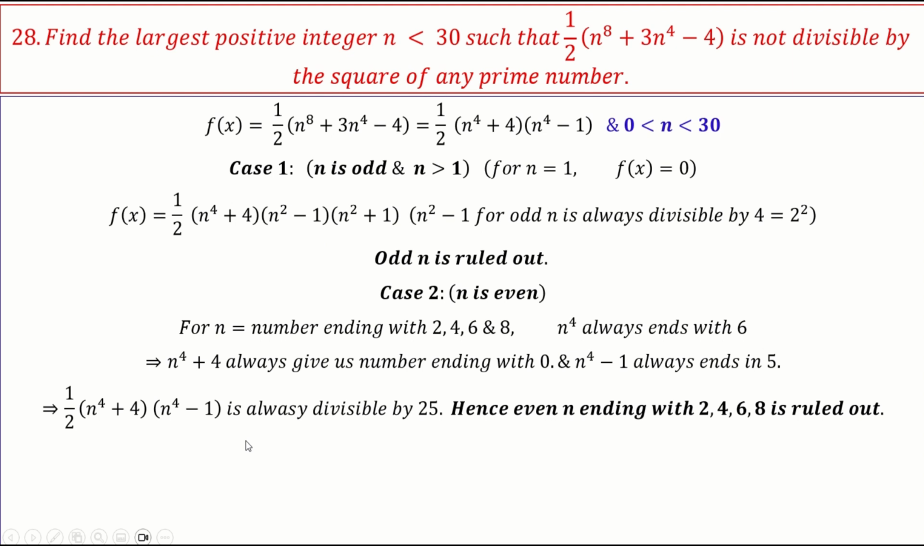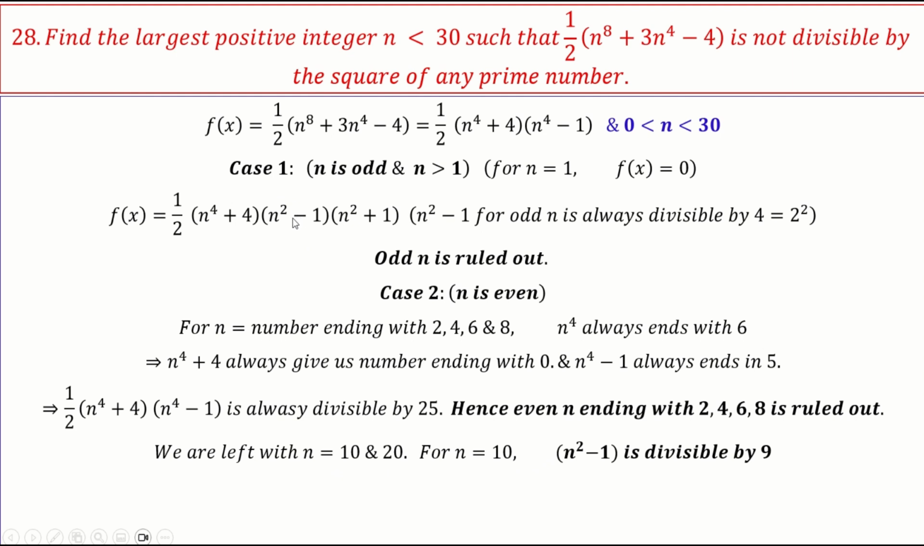So now you ruled out all odd numbers, and all ending with 2, 4, 6, 8. We are left with only the numbers ending with 0. How many such numbers are there? You have only two numbers, 10 and 20, because n is less than 30, not equal. Just check one by one. For n equal to 10 and 20, first n equal to 10, what happens? This is also easy. n square minus 1 you have in the f of x.